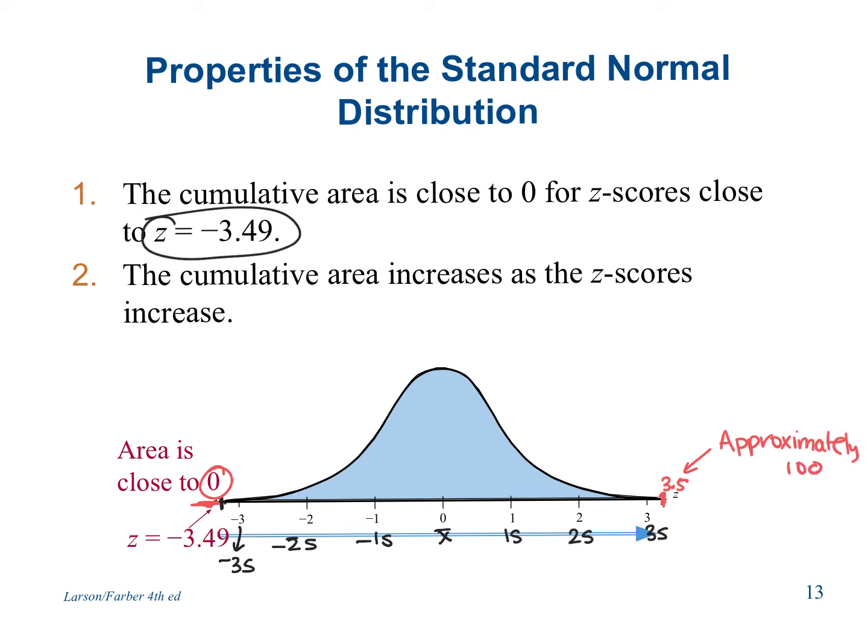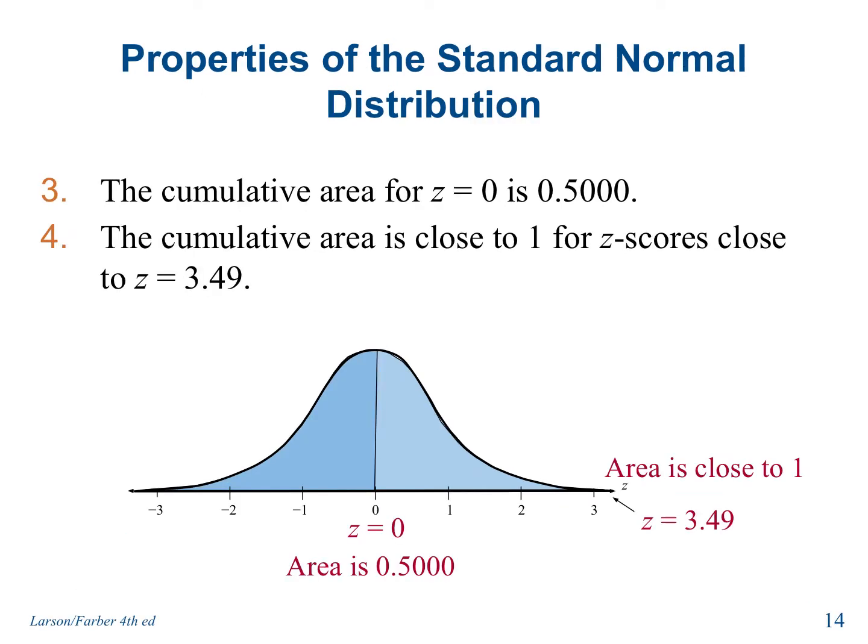Because if the plot is symmetric and the area to the left of 3.5 standard deviations below the mean is 0, then we would expect the area to the right of 3.5, or to the right of 3.49 standard deviations, would be approximately 0 as well. So if the area to the right of a z-score of 3.49 is 0, then the area to the left of it would be close to 100%, or 1.00 as a decimal.